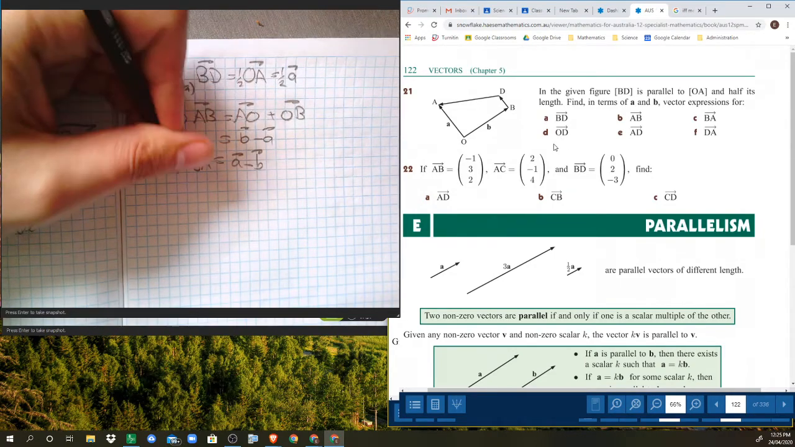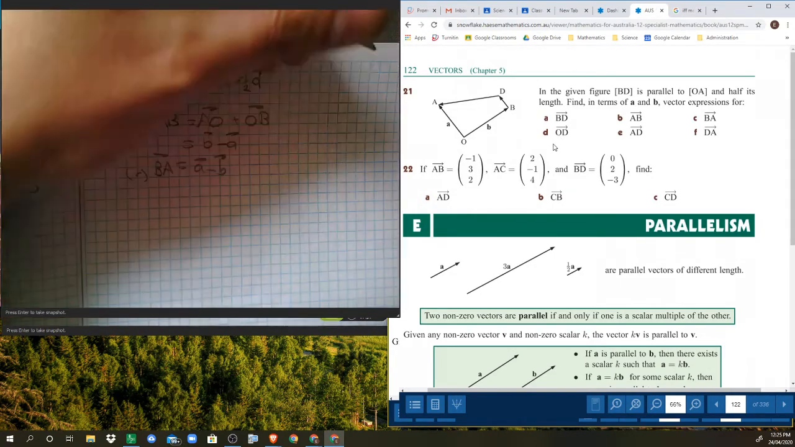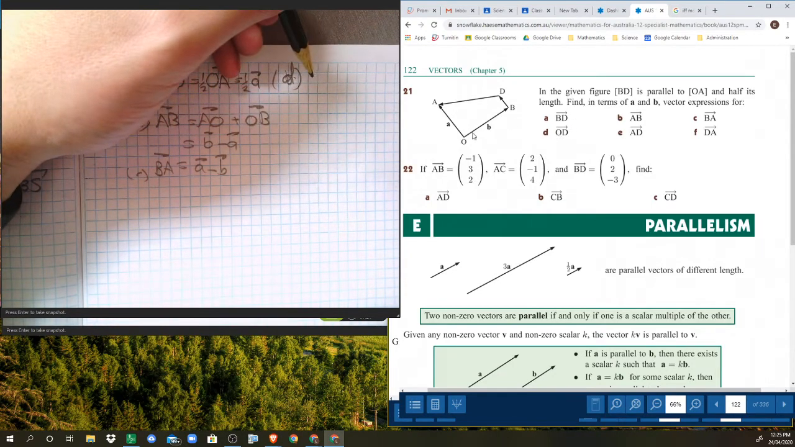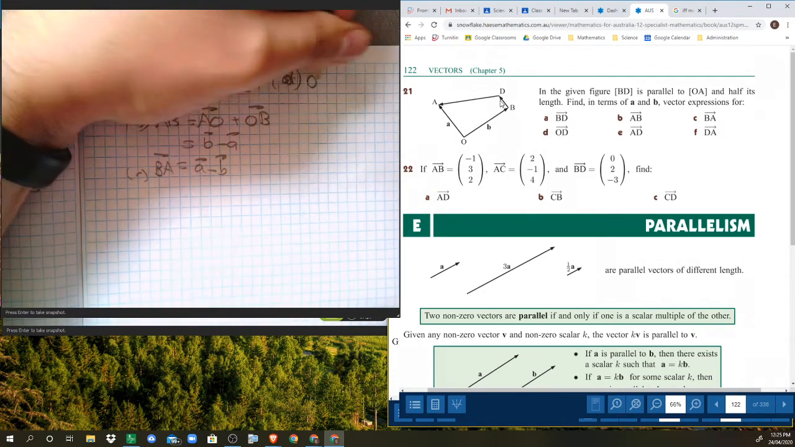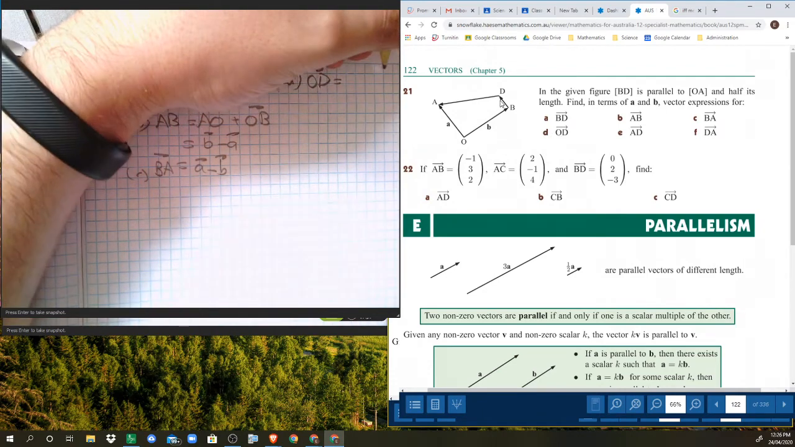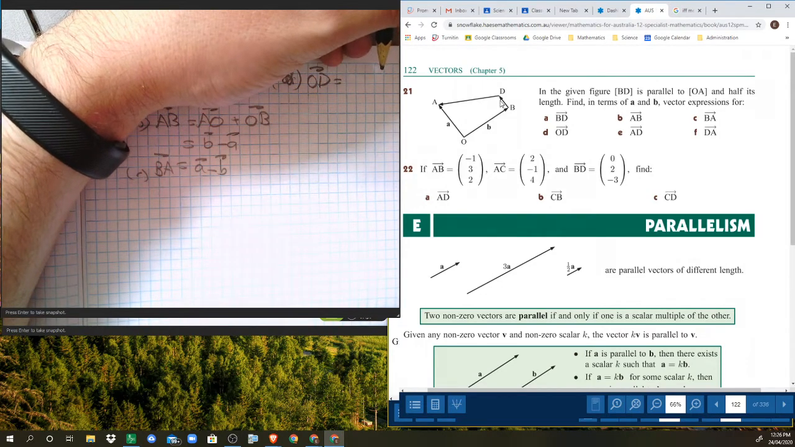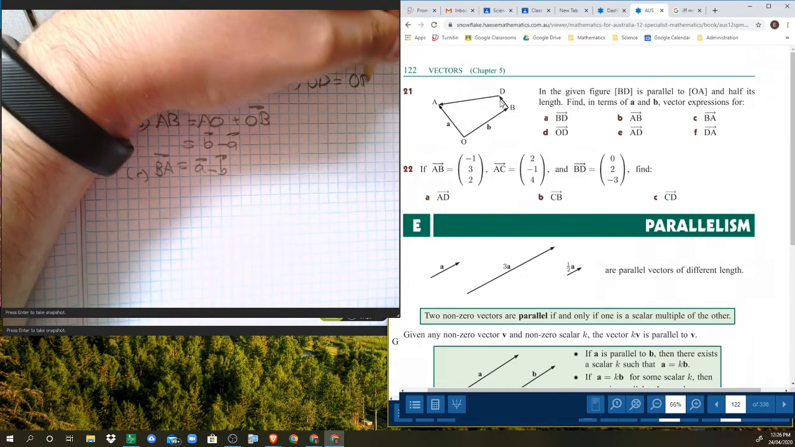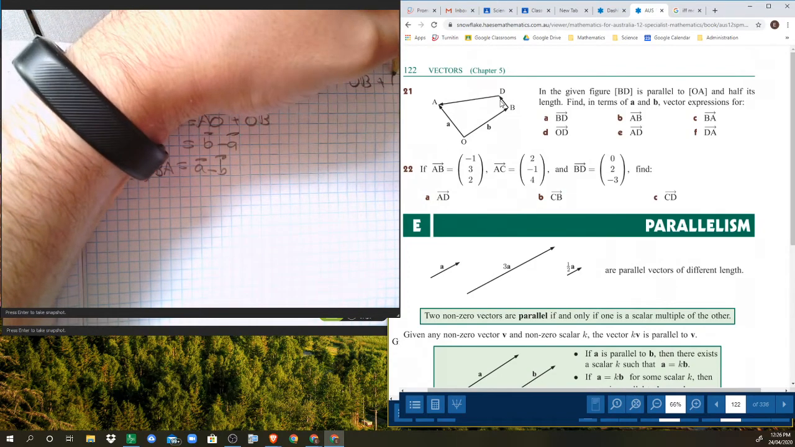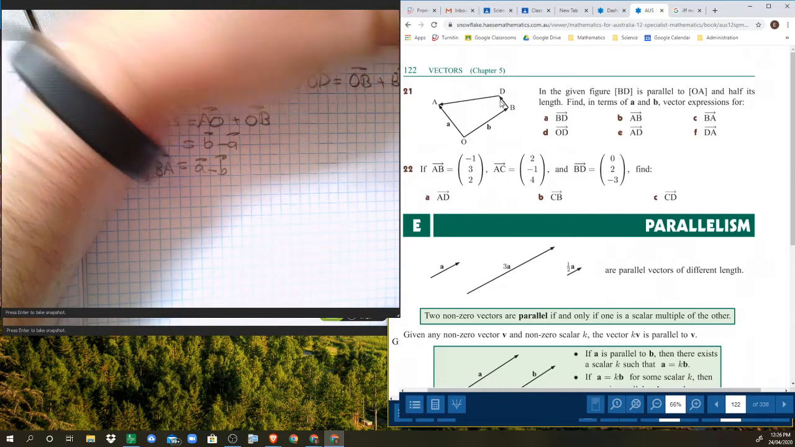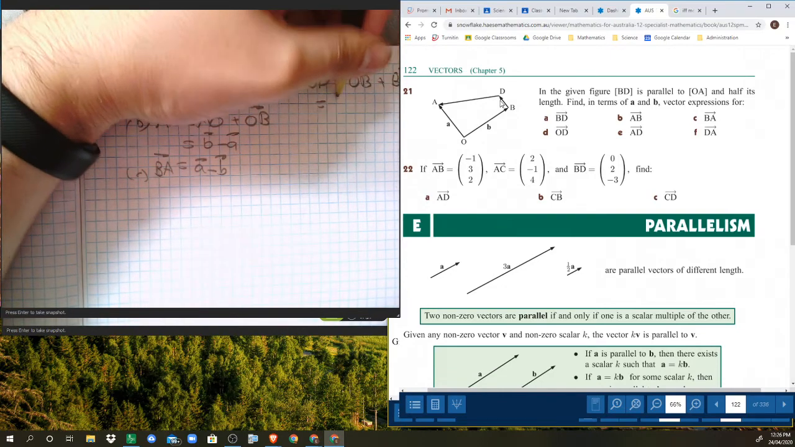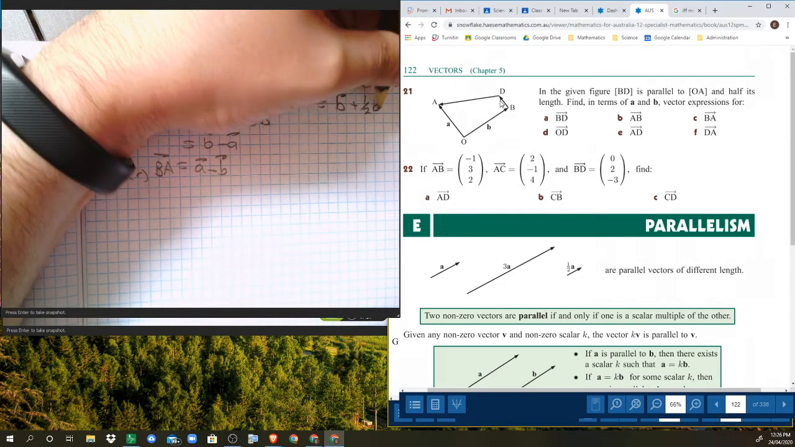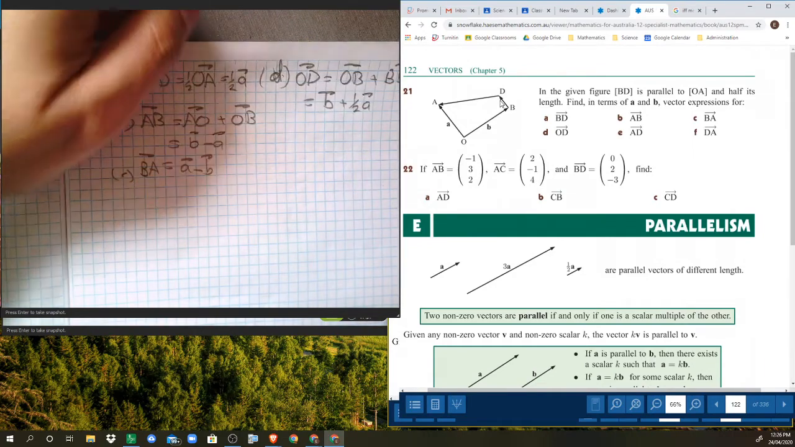So we've done B and C. Okay, maybe let's go over here. Let's do D. O to D could be represented by... Now, we don't have A to D yet. That's the next question. So we have to go OB then BD, which we already know what that is. OB is B, and BD is 1/2 A. So there you go. Here's B plus 1/2 A.